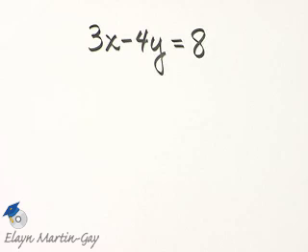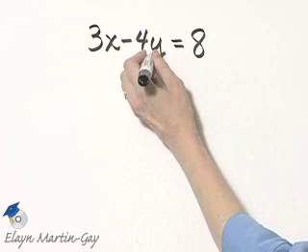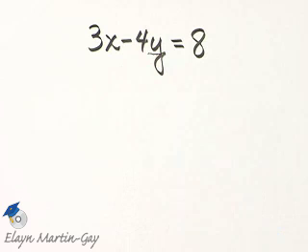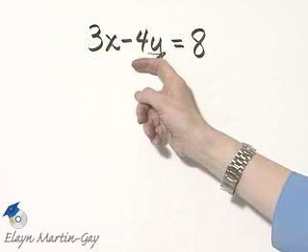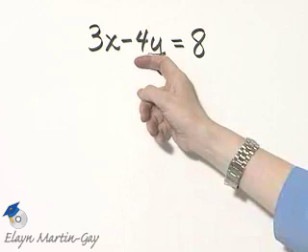We want to solve this equation for y. So keep that in mind. There's no fractions, no parentheses. So let's get this term by itself on one side of the equation.